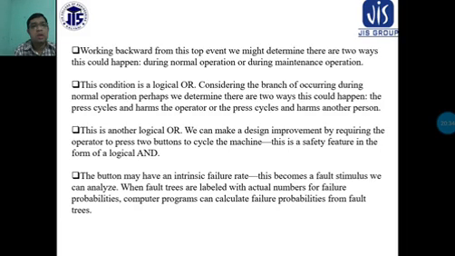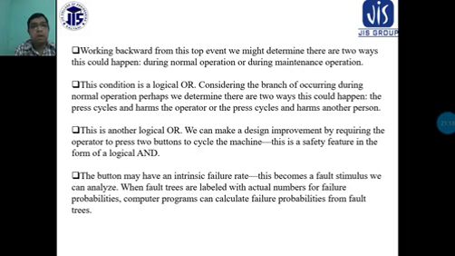Perhaps we determine there are two ways this could happen: the press cycles and harms the operator, or the press cycles and harms another person. This is another logical OR. We can make a design improvement by requiring the operators to press two buttons to cycle the machine. This is a safety feature in the form of a logical AND gate. That means OR and AND logic gates are essential in this system.